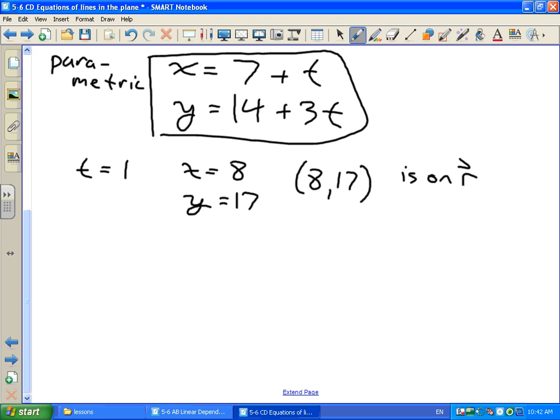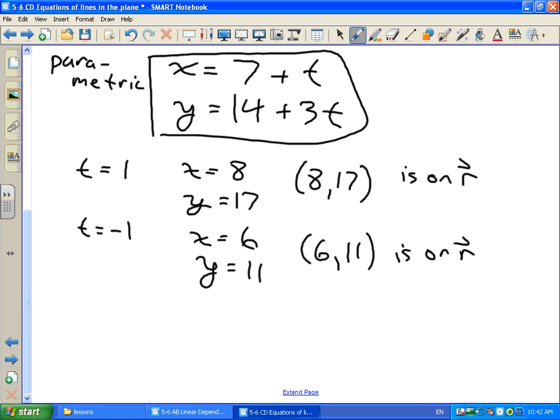What else could I sub in for t? I could pick anything I wanted here, any real number. I could pick a half, I could pick 3/4, I could pick 2 billion, whatever I wanted. But I'll pick something easy like -1. Okay? If I sub in t equals -1, I get x equals 6, and y is going to equal 11. So (6, 11) is also on the line R.